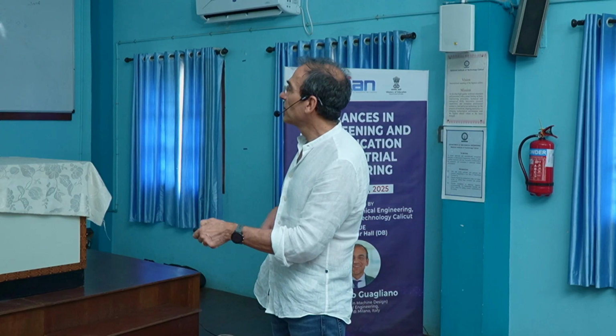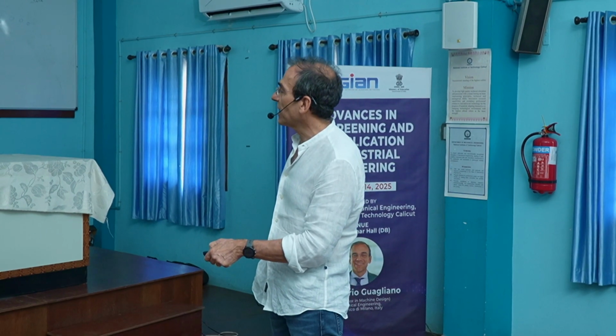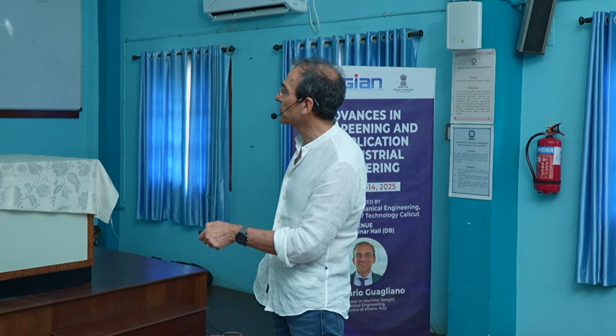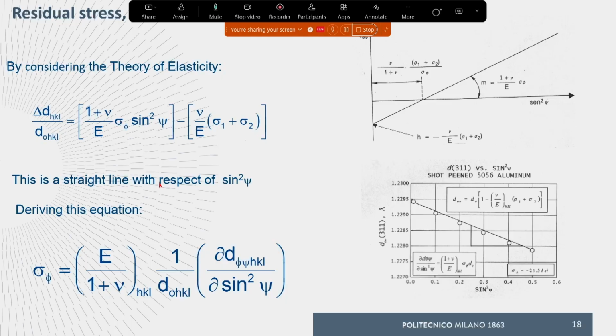Okay, so by deriving, the slope of this straight line is proportional to the residual stress by means of the elastic constant of the material. Okay, any question?